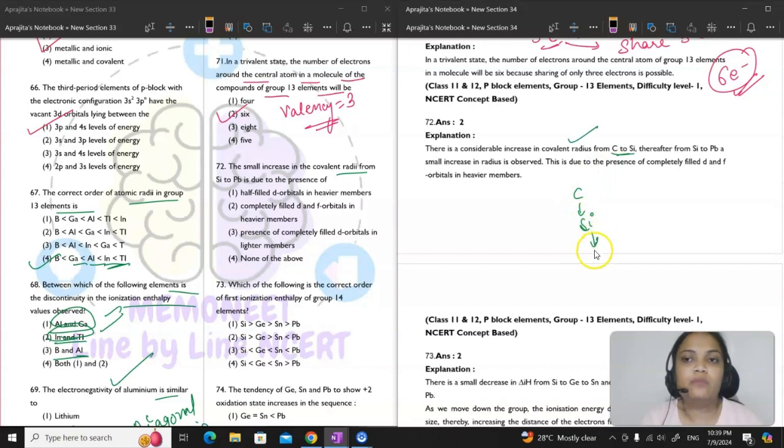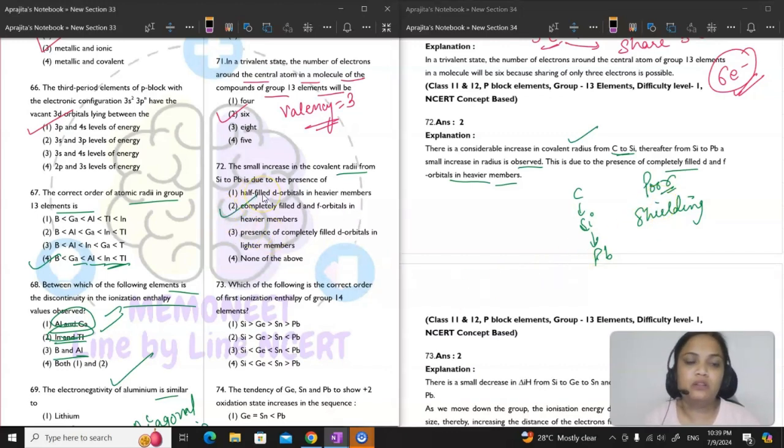Okay, then from silicon to lead there is only a small increase in radius. It is because of the presence of completely filled d and f orbitals in the heavier members. Because of that, there will be poor shielding effect. Because of poor shielding, the nuclear charge will be more, and if the nuclear charge is more, the increase in the atomic radii would be less. It will not be that much. So the answer is option number 2.